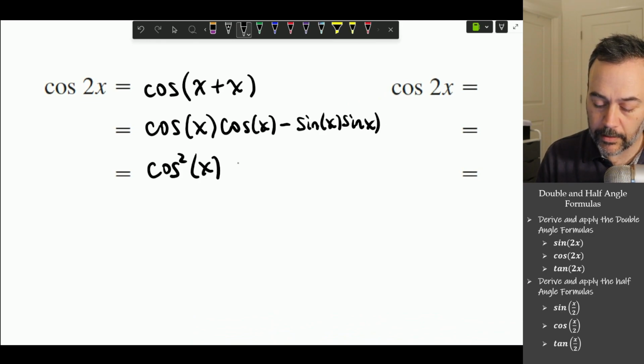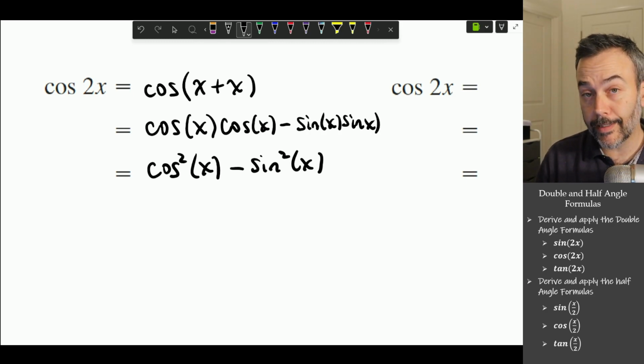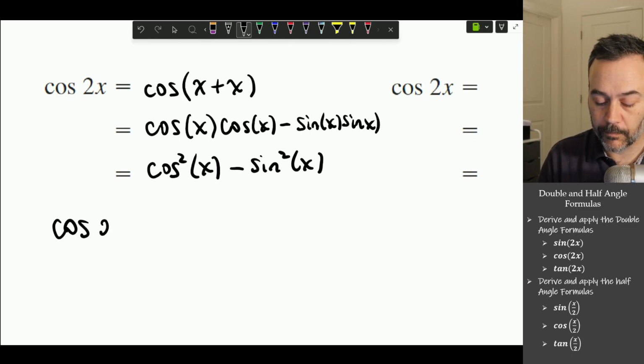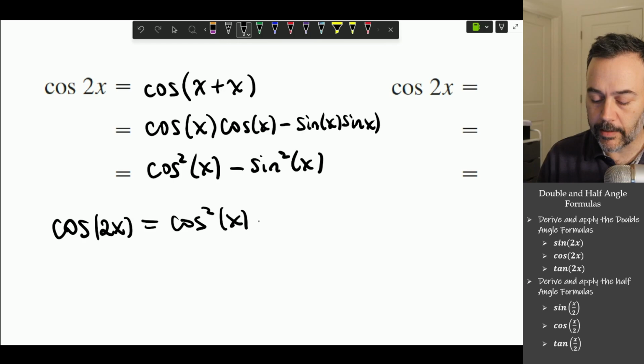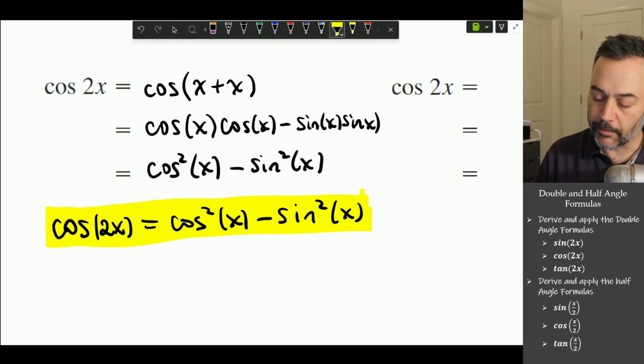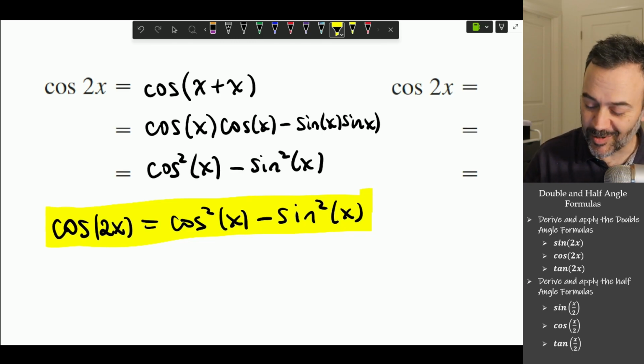Cos squared x minus sine squared x. So we know that cosine squared plus sine squared equals 1, but it turns out that cosine squared x minus sine squared x equals cosine 2x. Another identity we've proven. And now you can use it if and when needed. We'll see some applications in a minute, and then you'll get to practice some on the homework.